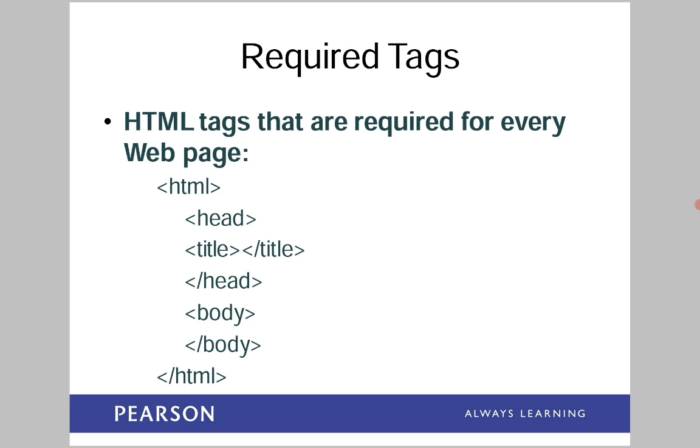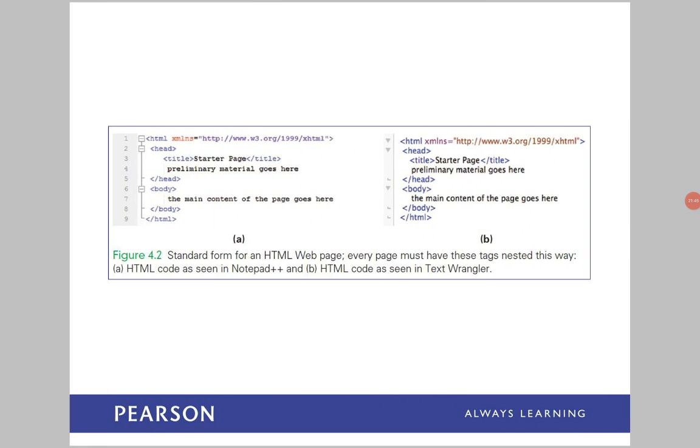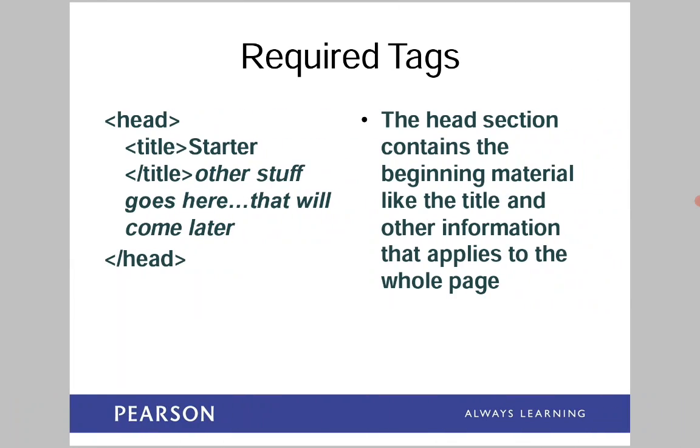So this is the simple syntax. These are the minimal HTML tags required to write any simple HTML program. So what are they? <html>, <head>, <title></title>, </head>, <body>, </body>, and </html>. These are the minimal HTML tags used for writing any HTML program. So we may discuss all these things.